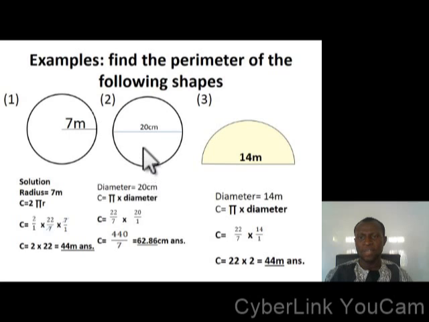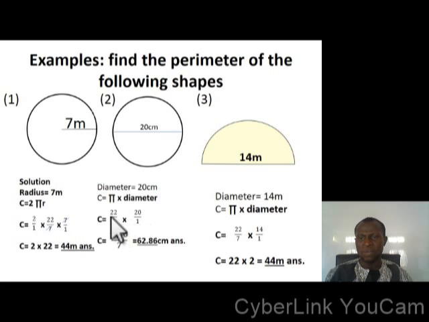Then here, the diameter is given as 20 centimeters. So remember the formula for calculating the perimeter or circumference of a circle when diameter is given. That is pi times diameter, as you all know. Then the circumference equals pi, which is 22 over 7, times our diameter, which is 20 over 1. You remember what I explained here? 20 over 1 and 20, they are the same thing.